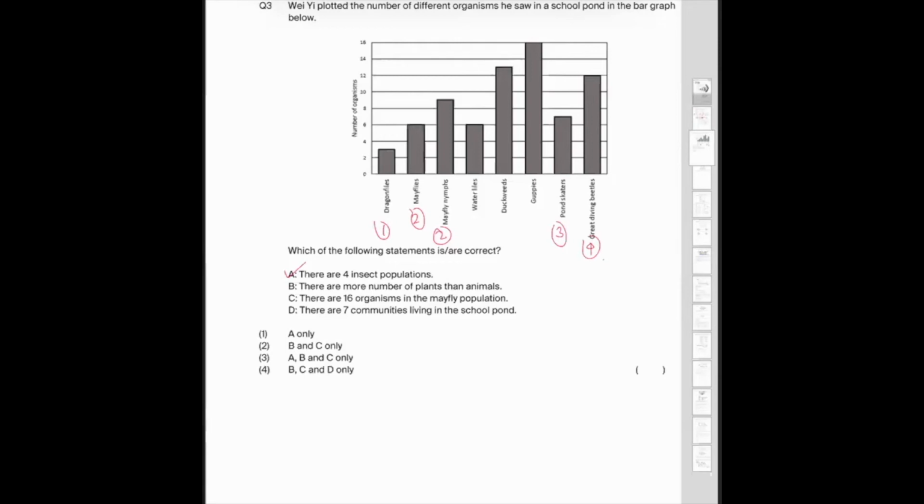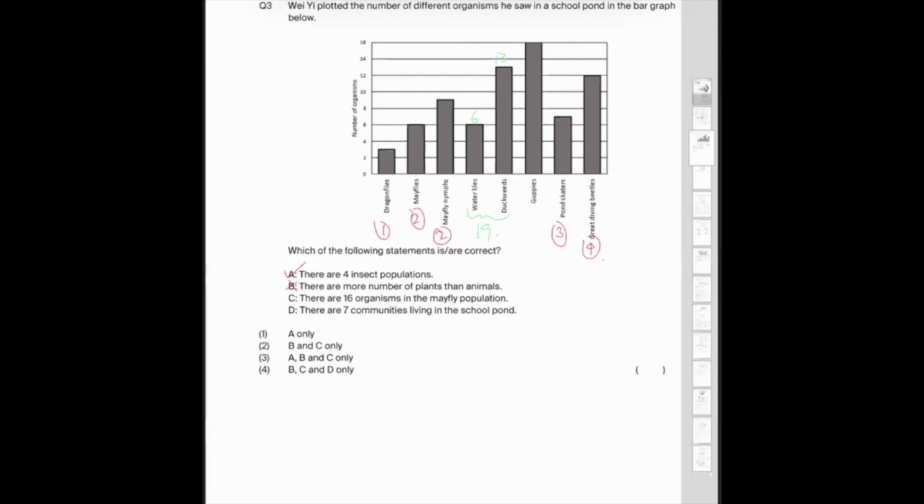Okay, so we go on to check whether the second statement B is correct. There are more plants than animals. So you need to count. The count of water lilies is 6. Duckweeds is 13, so you have 19 in total. But your animals, you add, is definitely more. So B is not correct because there are definitely more animals than plants.